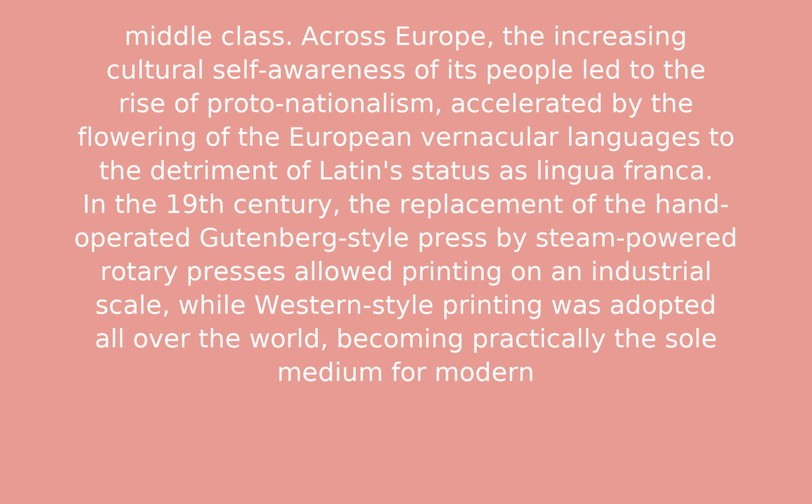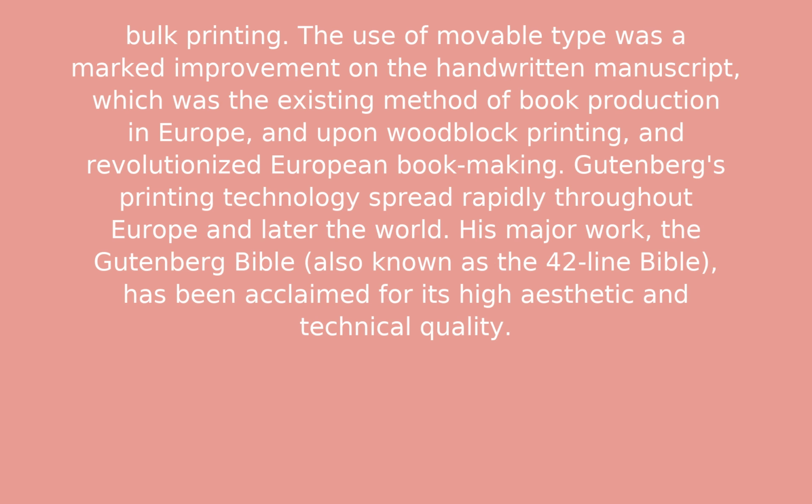In the 19th century, the replacement of the hand-operated Gutenberg-style press by steam-powered rotary presses allowed printing on an industrial scale, while Western-style printing was adopted all over the world, becoming practically the sole medium for modern bulk printing. The use of movable type was a marked improvement on the handwritten manuscript, which was the existing method of book production in Europe, and upon wood block printing, and revolutionized European bookmaking.